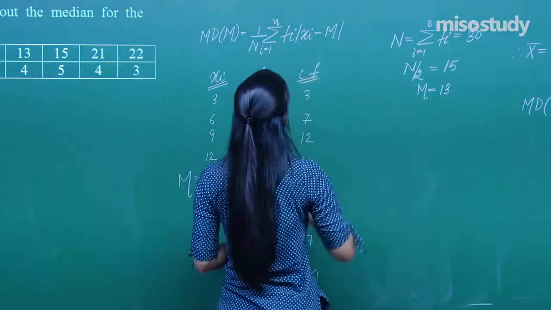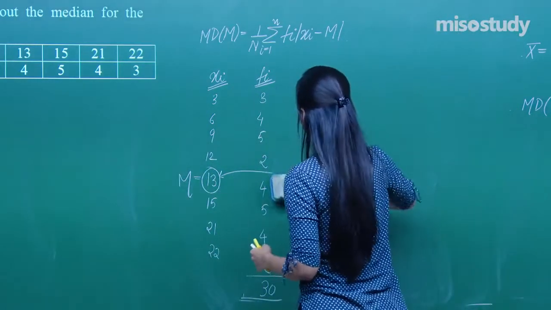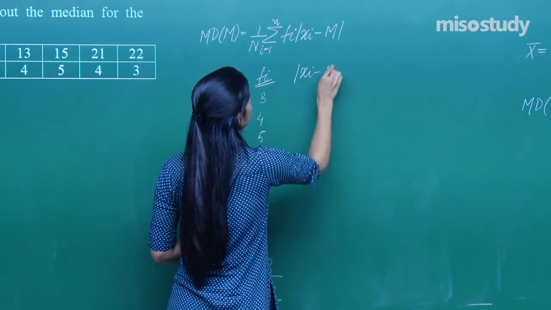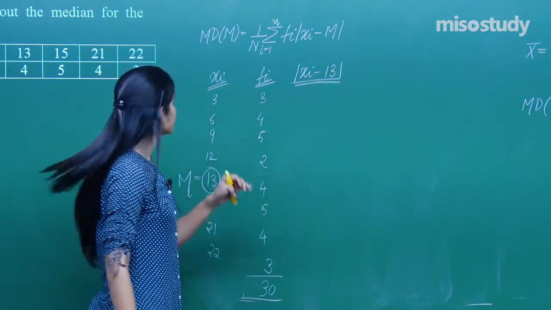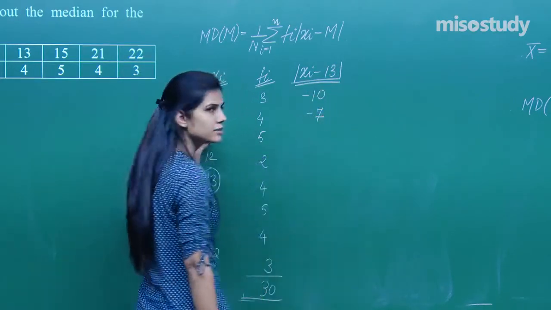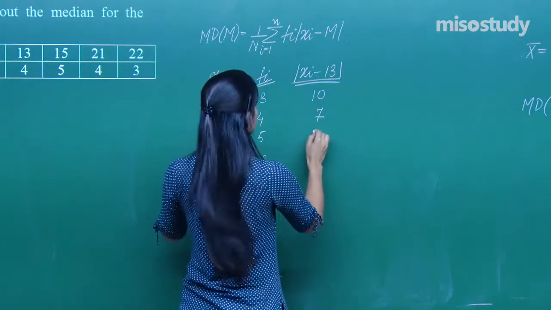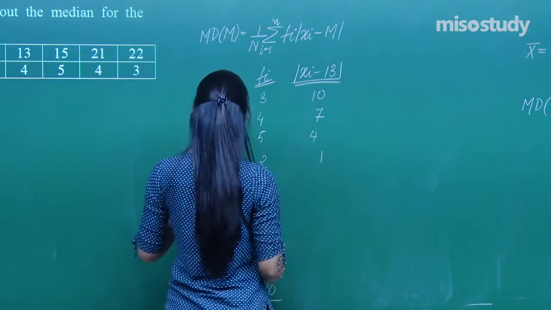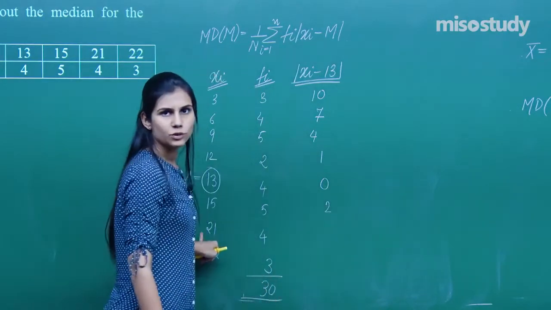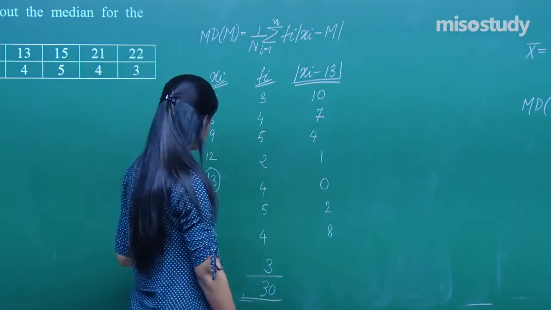The moment median is declared, now the task is very, very simple. Why? Because I just need to compute mod of xi minus M and then multiply everything with fi. So now I don't need the column of cumulative frequency, right? I have evaluated 13 as my median. So now I will calculate this. 3 minus 13 gives me minus 10. This is minus 7, but I don't want minus sign because I am taking absolute value. 9 minus 13, 12 minus 13, 13 minus 13, 15 minus 13, 21 minus 13. What is 21 minus 13? This comes out to be 8. Fine. Then 22 minus 13 is 9.